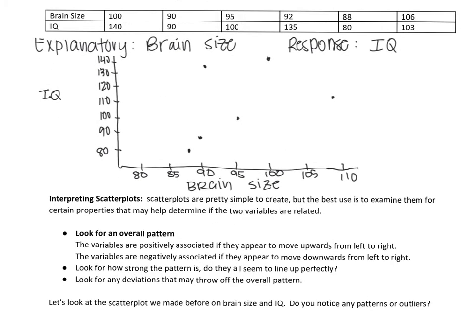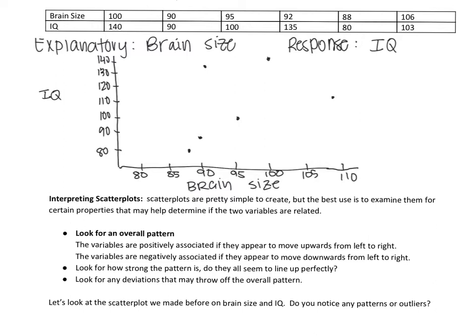So when we're interpreting a scatter plot, they're very easy to create. But we use scatter plots to determine if the two variables are related. So we look for a pattern. So this is where the correlation is going to come into play. So we first look at direction. Variables are positively associated if they move upwards from left to right. So in our scatter plot we just created, as brain size increased, so did IQ. So that is a positive relationship. Negative is if they move downwards from left to right.